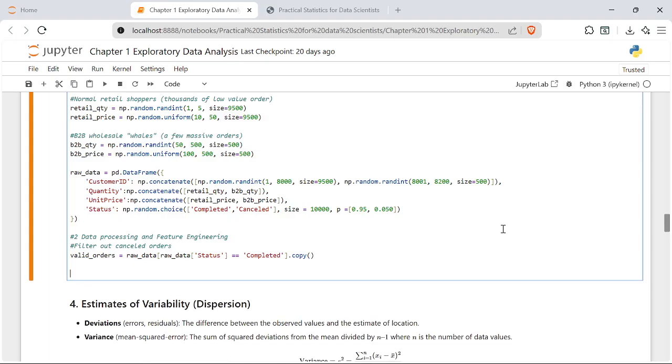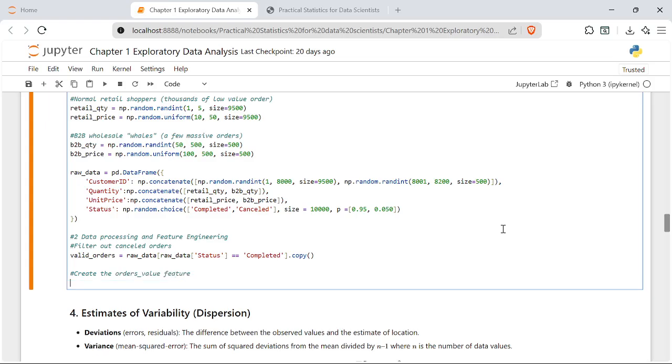Then we create the order value feature. valid_orders order_value equals valid_orders quantity times valid_orders unit_price.